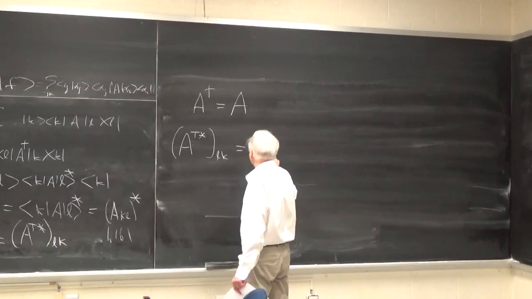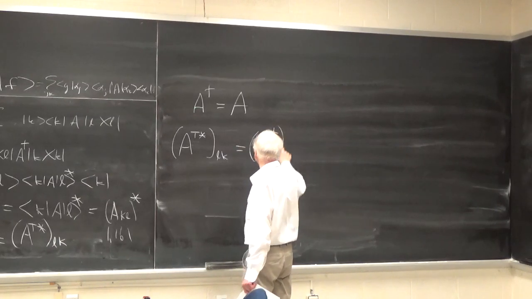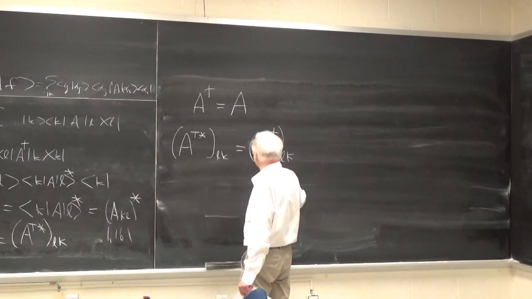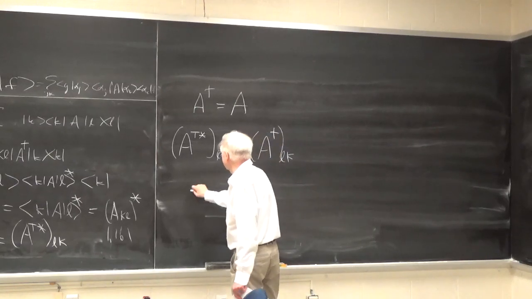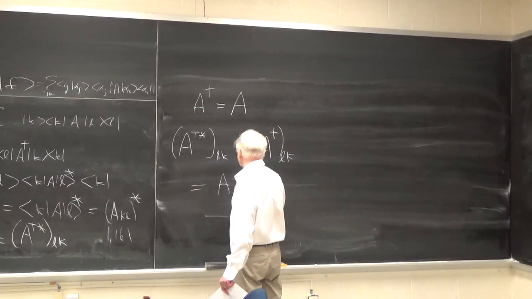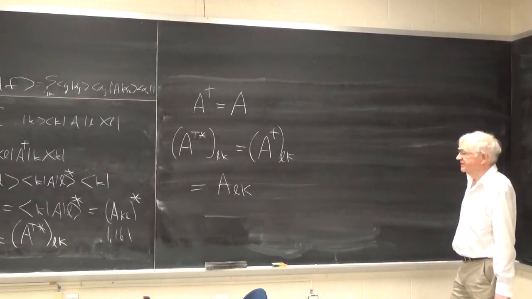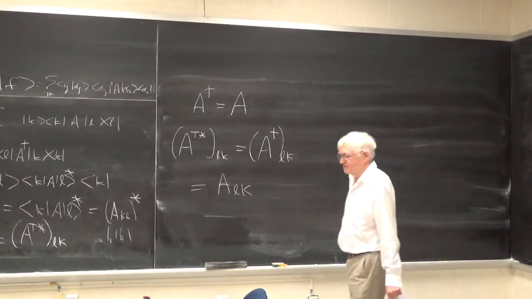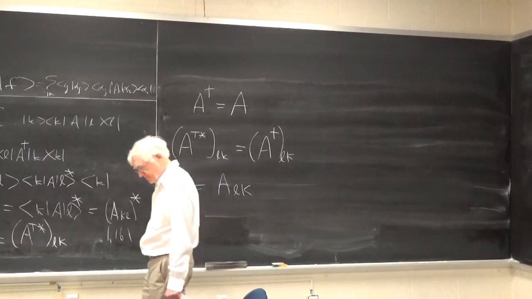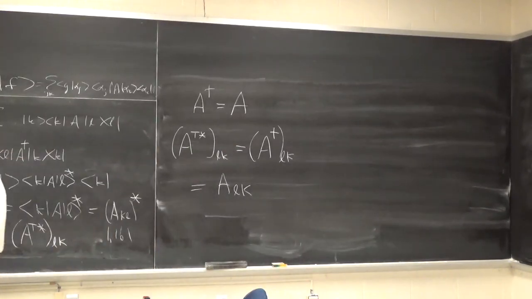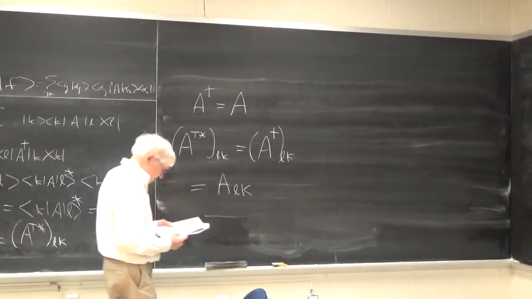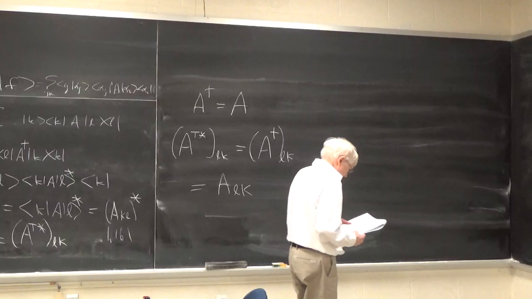LK would be A dagger LK, but A dagger would be the same thing as A, so this would be ALK. So this is a matrix that, if you take the complex conjugate of the transpose, you get the same thing. And this is called a hermitian or a self-adjoint matrix. It's named after Charles Hermite.